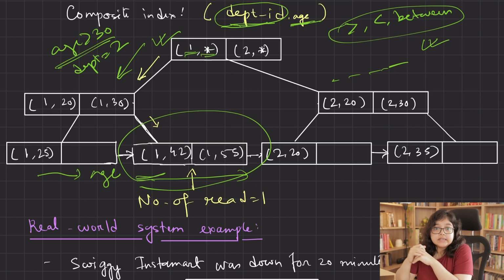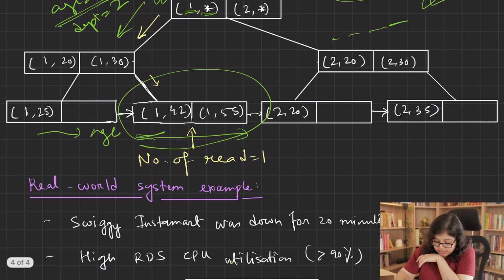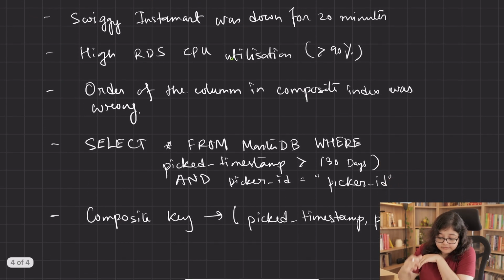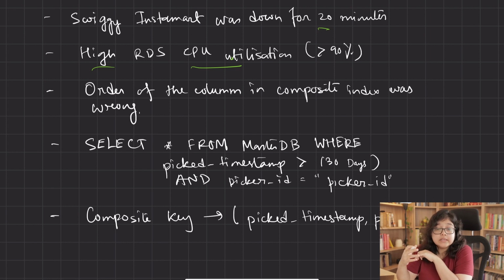Now we will discuss a real world use case where a composite index design choice impacted a company's business. And the company in discussion is Swiggy. Their hyperlocal delivery vertical was down for 20 minutes due to the high CPU utilization of one of their backend services. And this backend service powers the app that is used by the delivery partners. So they added a new API to calculate the performance of the delivery partners for the last 30 days.